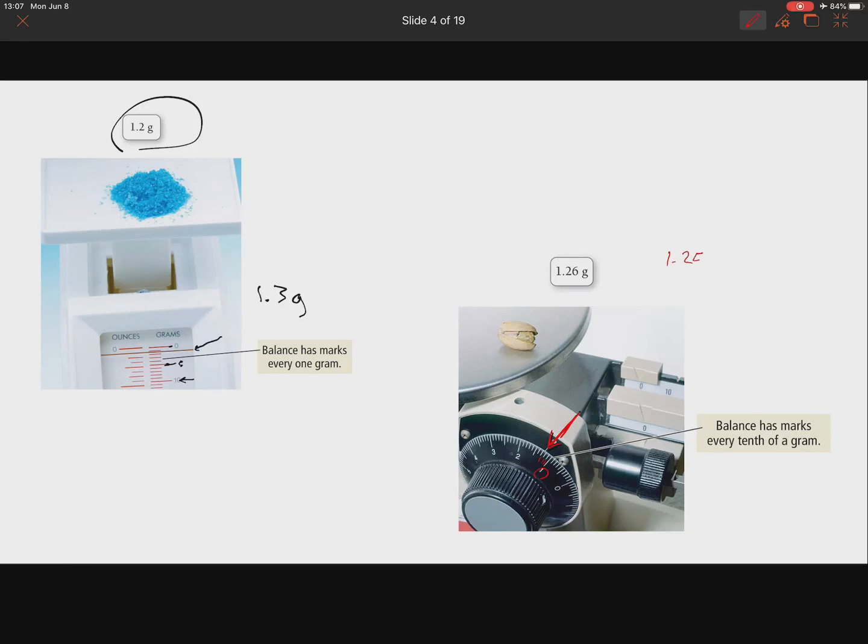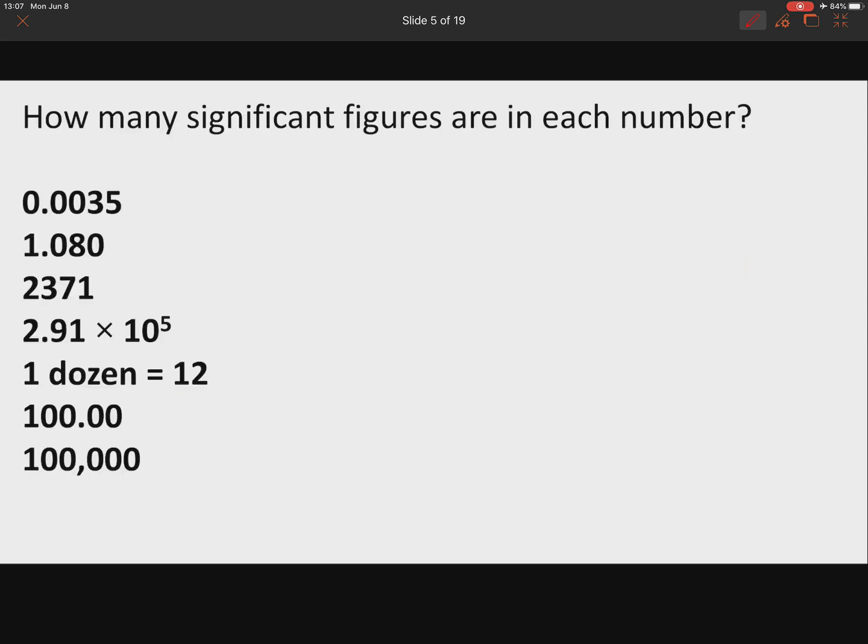Now I might say 1.25, you might say 1.26. We can't say 1.256 and make it even more of an estimate, right? We only get one estimated number. So that's why this device would give us a measurement that has 3 significant figures: 2 certain and 1 estimated.